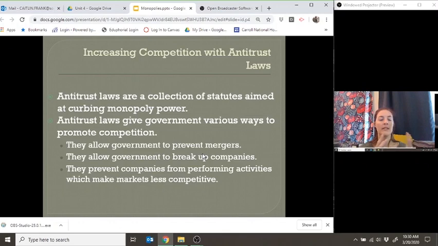I know when US Airways and American Airlines merged, they allowed them to merge, but they limited how many terminals they would have at each airport. That way they couldn't dominate an entire airport. There would be terminals open for other airlines. So sometimes they'll allow it, but regulate the merger and the size of the company that's created when the merger happens.